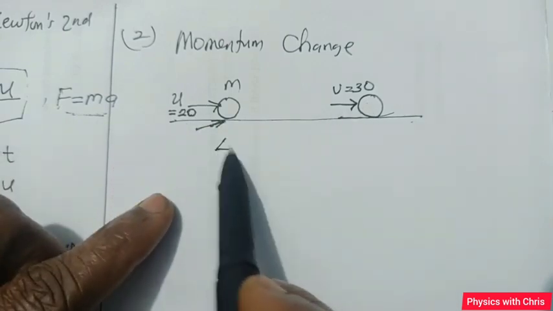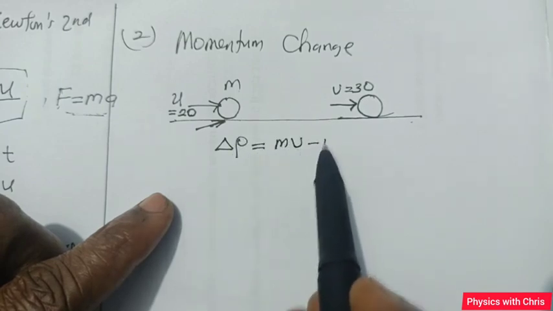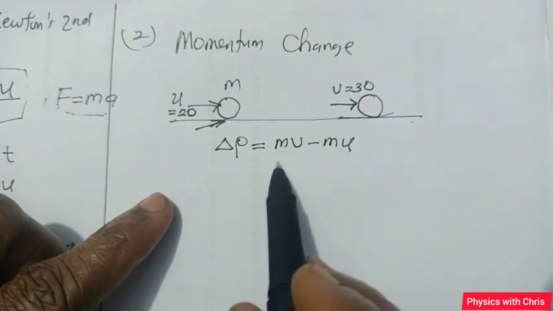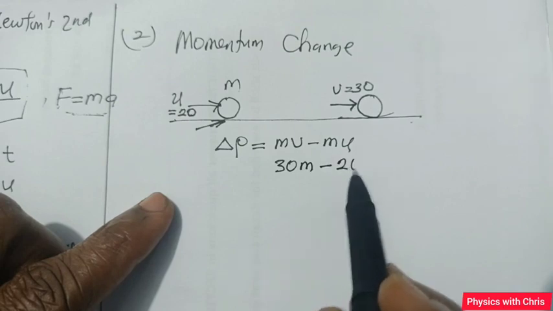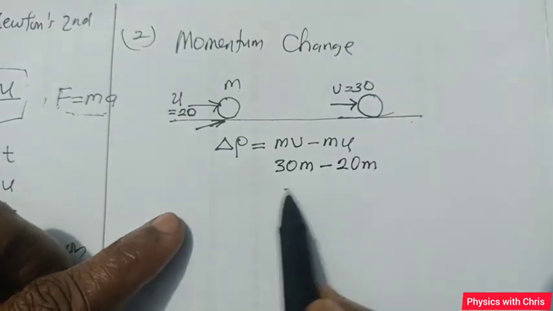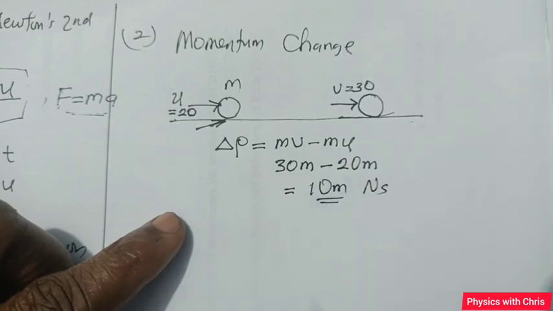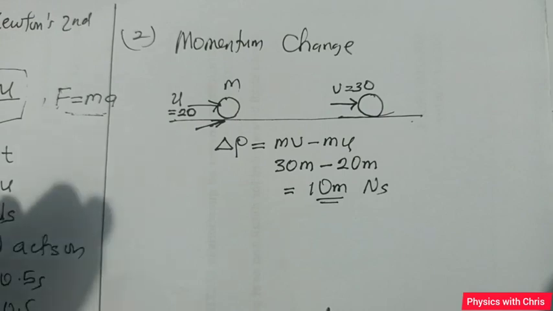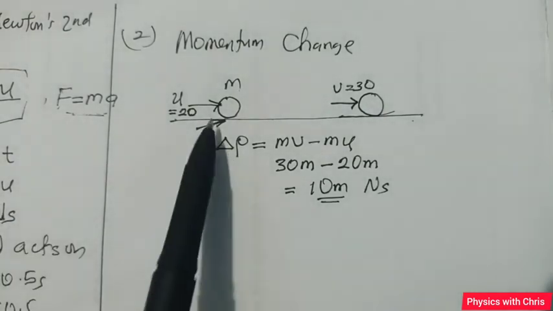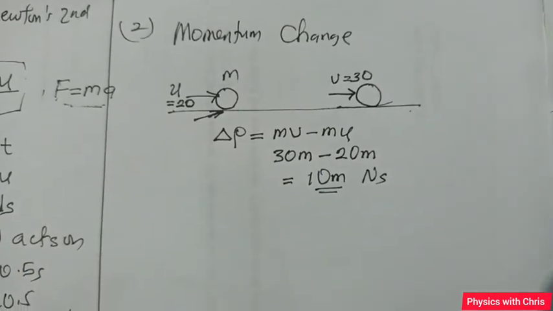So the momentum change of this body, that is delta p, is given as final momentum minus initial momentum. That gives 30 m, if the mass is not yet given, minus 20 m, where m is the mass of the body, meaning the momentum change of the body is 10 m newton second. So this is taking place in one particular direction along a straight line. There's no change in direction. The only parameter that changes is the velocity of the body, from an initial value of 20 to a final value of 30.